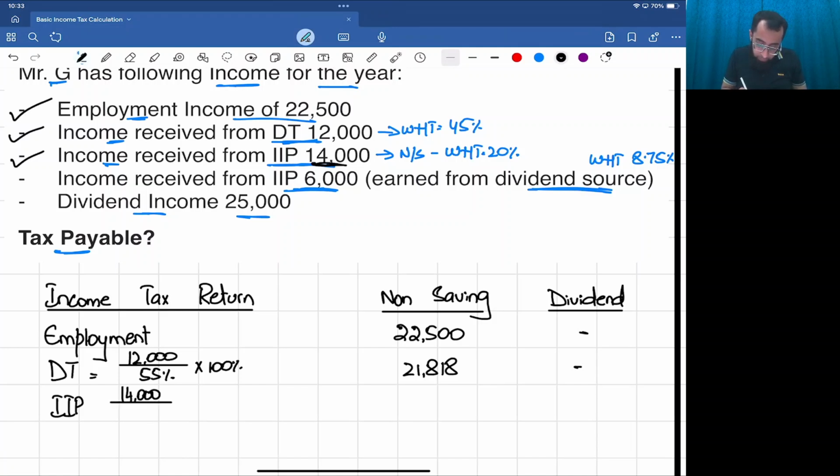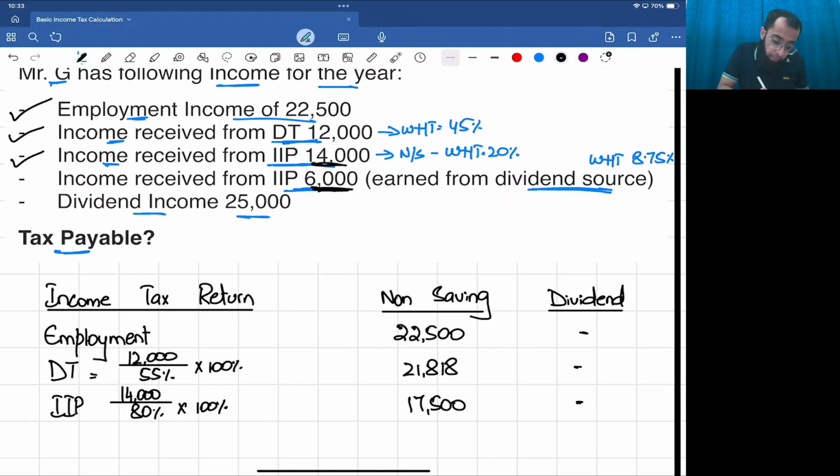Then IIP, the question was silent, so we assume it as a non-saving source. 14,000 divided by 80% multiplied by 100%. So that is 17,500 in the non-saving head.